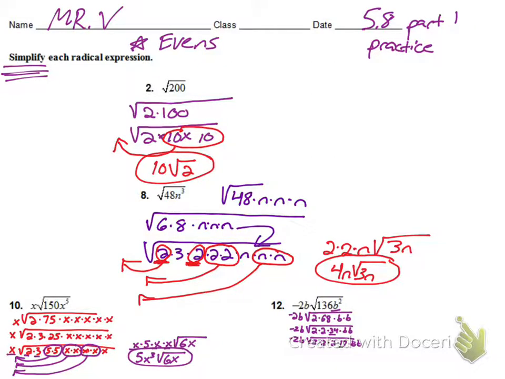I can't break 17 down anymore, so I don't have to worry about that. Now I'm looking just for my pairs. I got a pair of 2's, and I got a pair of b's. So these are going to come out, and this is going to come out.